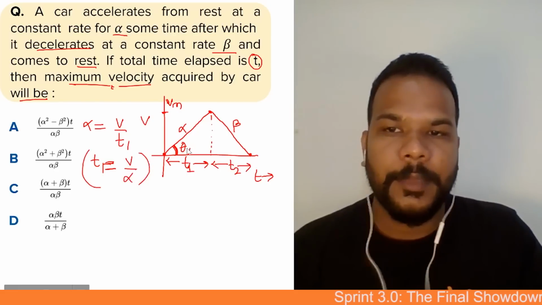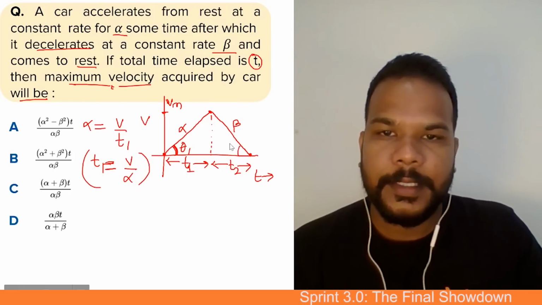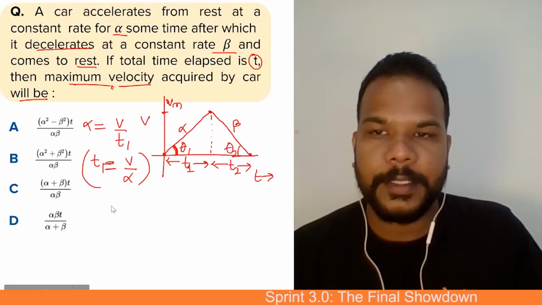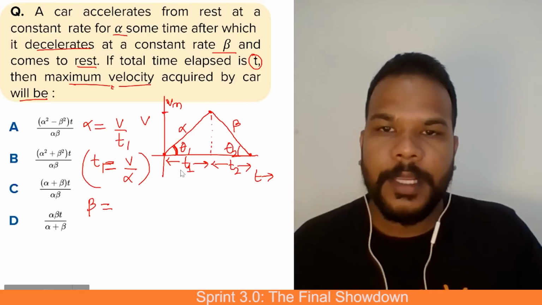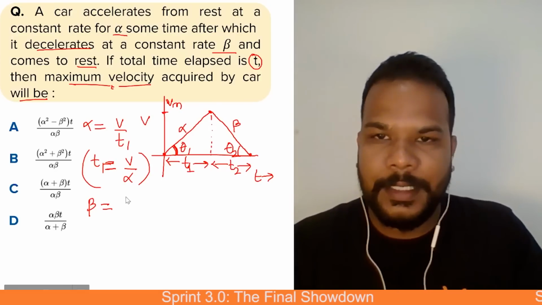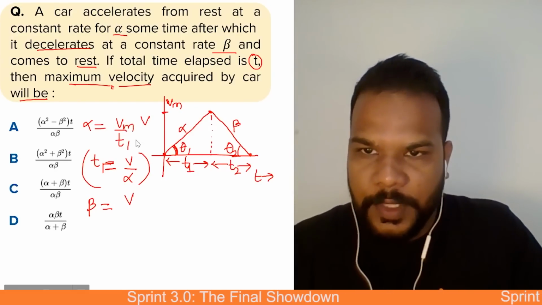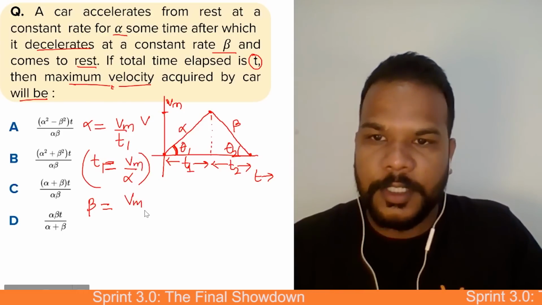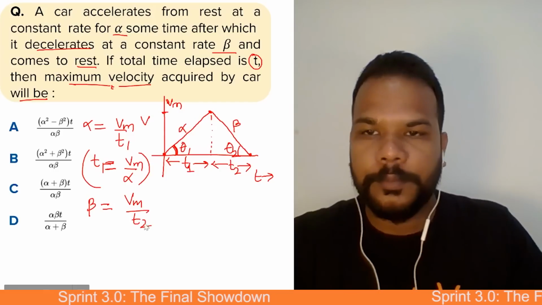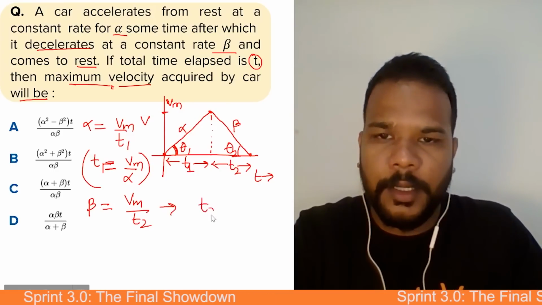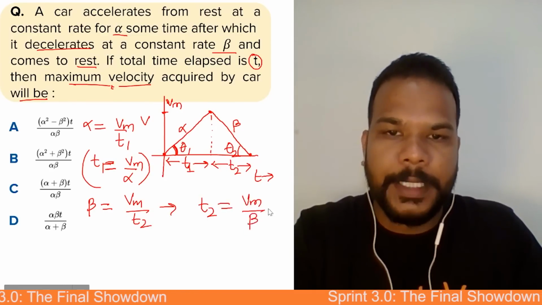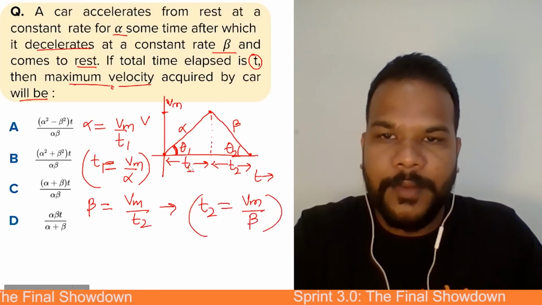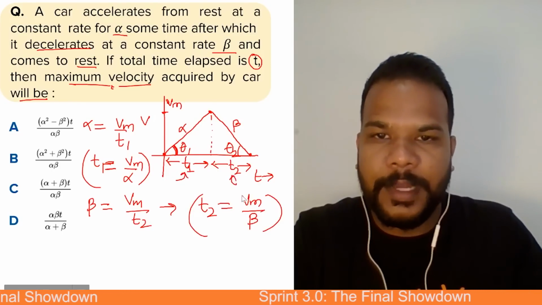ओके गाइस, similarly अगर दूसरा वाला triangle लेते हैं जिसके लिए अगर मैं angle theta 2 define कर देता हूं, so that slope is basically beta and that value will be opposite upon adjacent, that is, this is vm that we are defining, right? So this is vm by t2, which means from here t2 comes out to be vm by beta. So I've found the value of t1, I've found the value of t2.